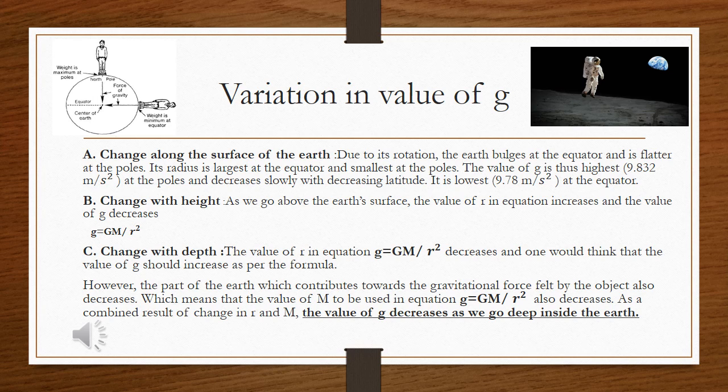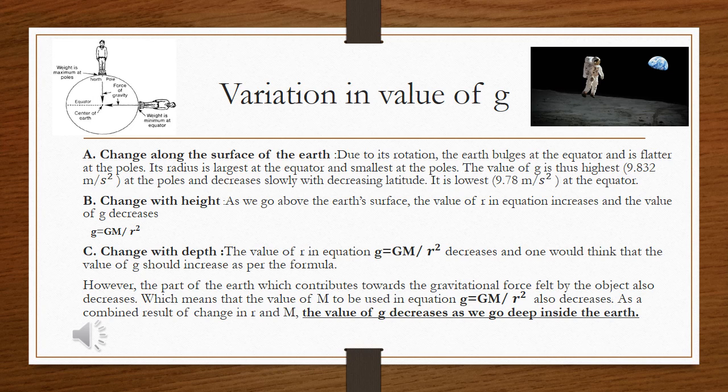So here we can observe that the value of g takes the highest value at the pole and the lowest at the equator. Okay, now second point, change with the height. As we go above the earth's surface, the value of r in the equation g = GM/r² increases and the value of g decreases. That means if r increases, then g ultimately decreases. So with change in height, the value of g decreases.